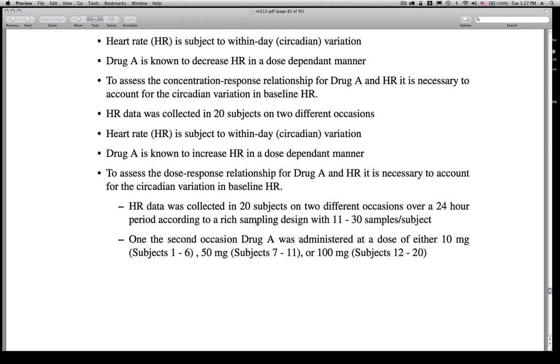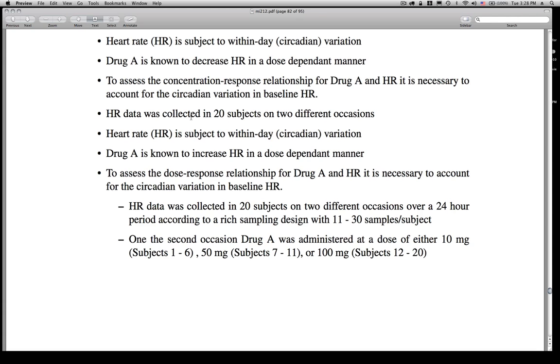We'll use heart rate as our endpoint. And we know that heart rate changes with some within-day variation. It's slower while you're sleeping. It gets more rapid during the course of the day, and then it slows off as you go back to sleep at night. We know that drug A is a drug that decreases heart rate in a dose-dependent manner. So in order for us to assess that concentration-response relationship for drug A and heart rate, we have to account for the circadian variation in the baseline.